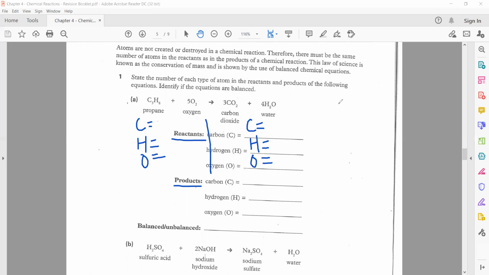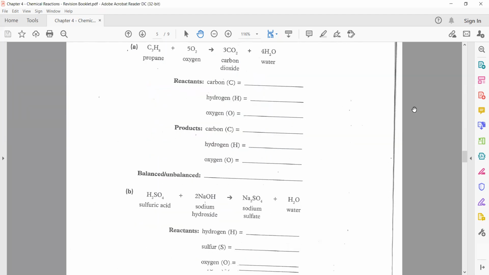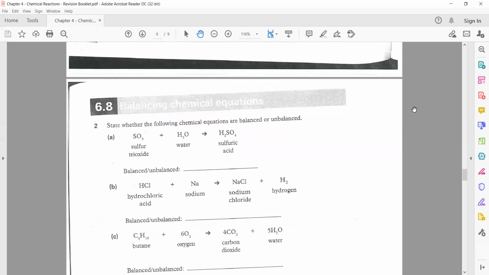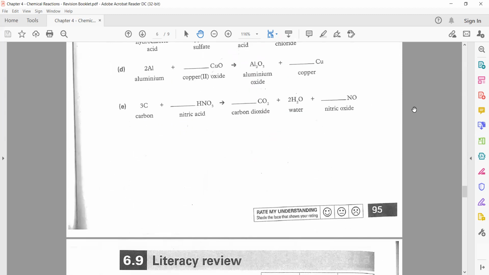Does anyone have any issues with balancing equations? I know we have done quite a bit of balancing equations, but in general, are there any confusions in terms of the steps involved? Or do you guys want to maybe try another sample question? What do you guys think? Let me just see what other questions we have in here. Yeah, these are all balancing equations.